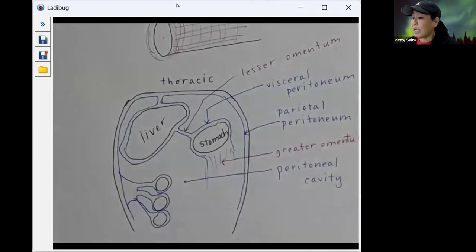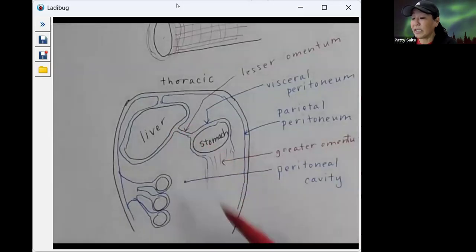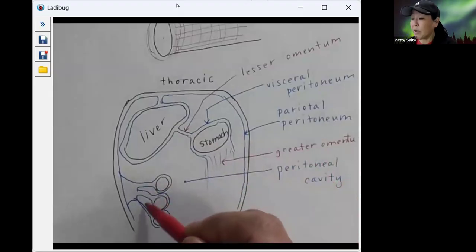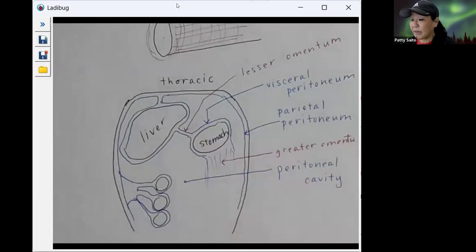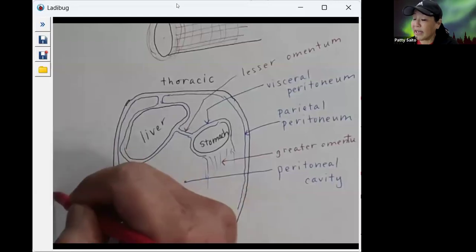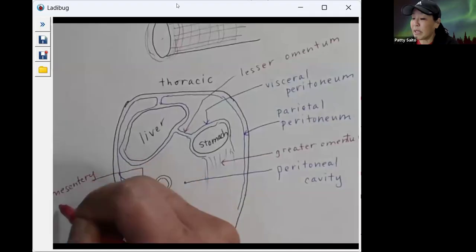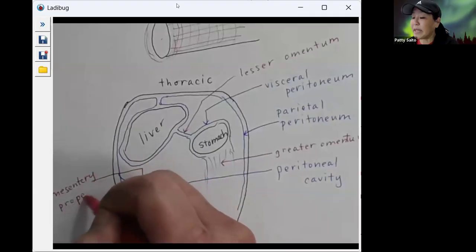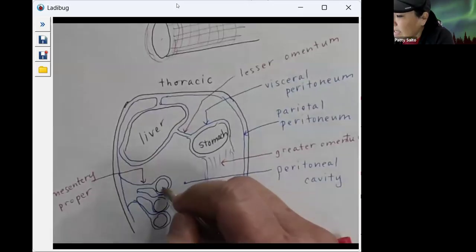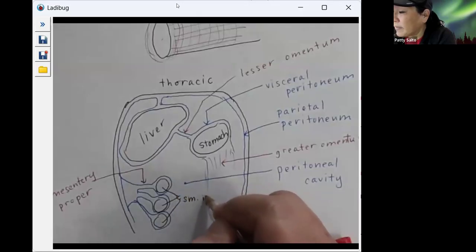Okay. So it's all peritoneum, but one is between the liver and the stomach, and the other hangs off the stomach. Here's some more peritoneum, but it's not called an omentum. We call this the mesentery. Sometimes called mesentery proper, but mesentery. That's between the small intestines. So these are the loops of the small intestine.